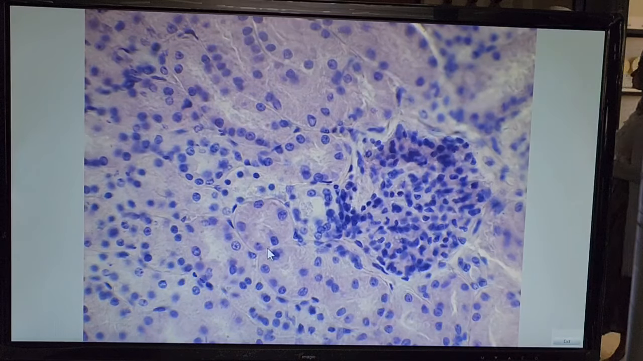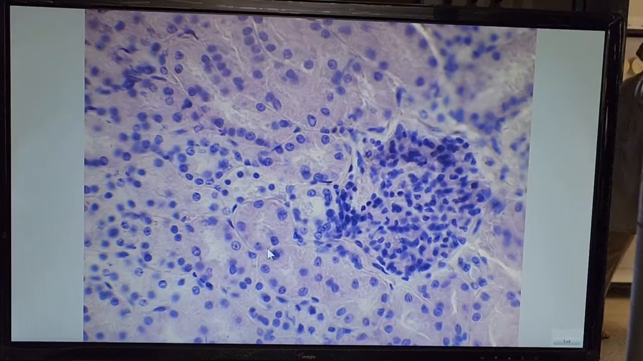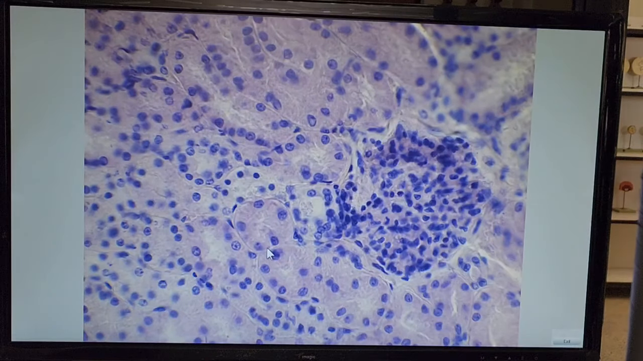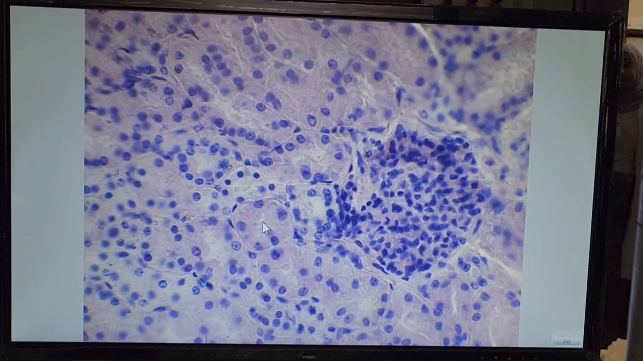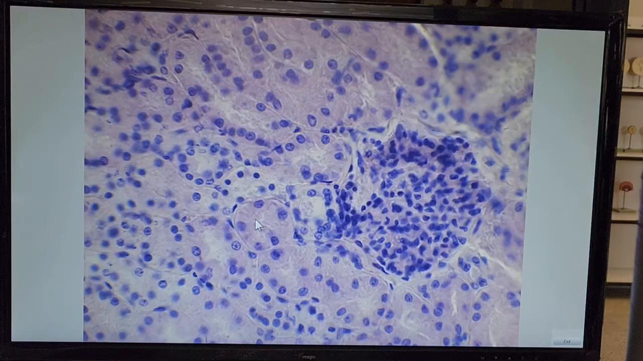At the tip of the pointer, we can see the proximal convoluted tubule. This is a cross section in a proximal tubule. The lining epithelium is simple cuboidal epithelium. This tubule has from 3 to 5 cells in a cross section. Each cell has apical microvilli forming a brush border. This tubule also has a narrow lumen.